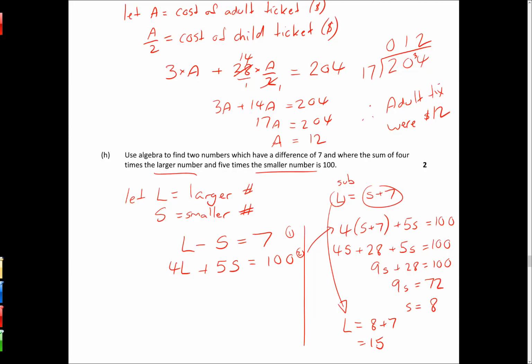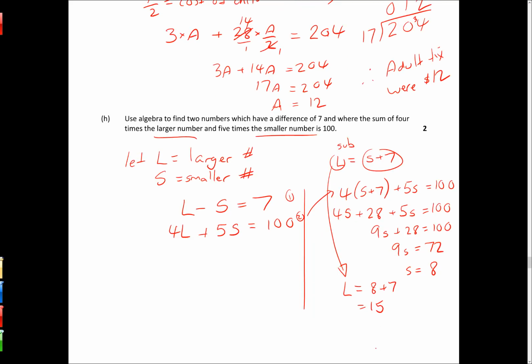The other thing I could have done is done it by the elimination method. I don't have a lot of room, but I could have said, oh, that's a 4L, that's an L, that's a 5S, that's a minus S. None of them have the same number in front of it. But I might have said, look, I wouldn't mind if that said minus 5S and that said plus 5S, because then I could just add them. So if I times all of the first equation by 5, that would give me 5L minus 5S equals 35. All I did was take equation 1 and times it by 5.